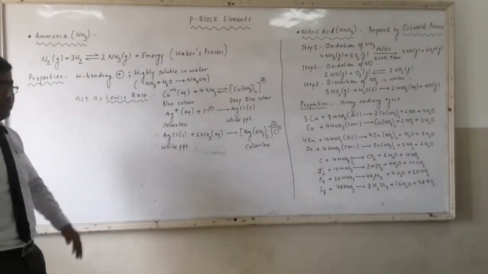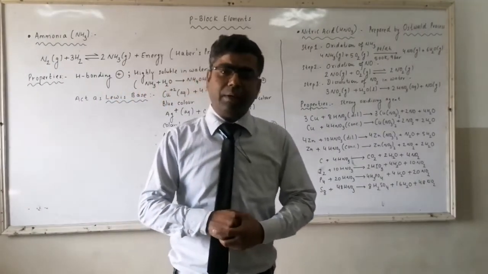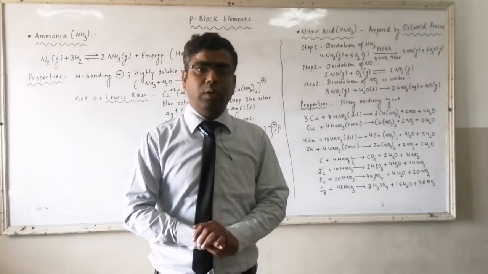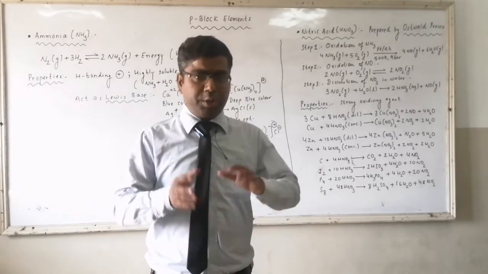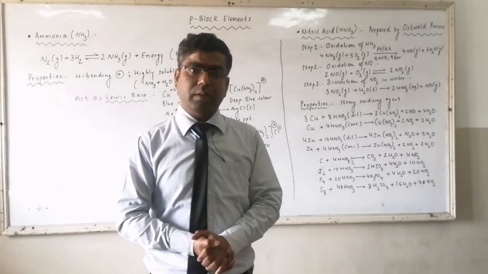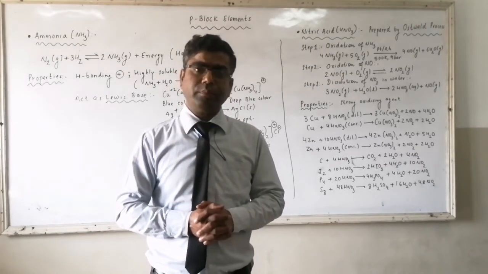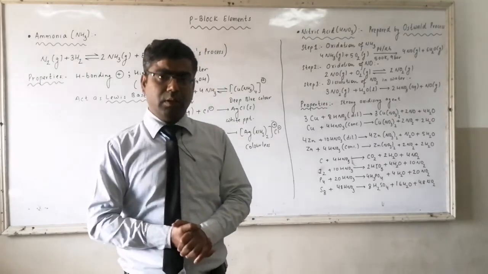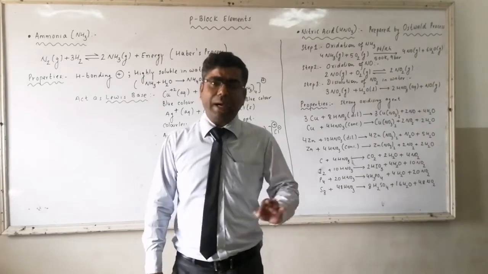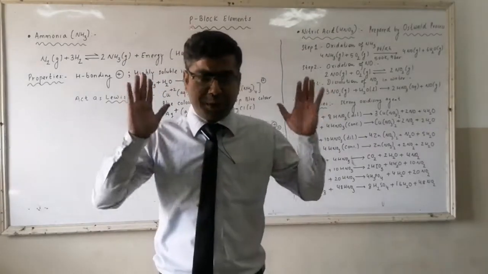Then comes the properties. Nitrogen is the third most electronegative element of the periodic table, and H is there in the molecule. It means conditions are possible for H bonding. So between the ammonia molecules, H bonding is there. Or we can say ammonia molecules are associated via H bonding, and that's why its physical state is liquid at room temperature.